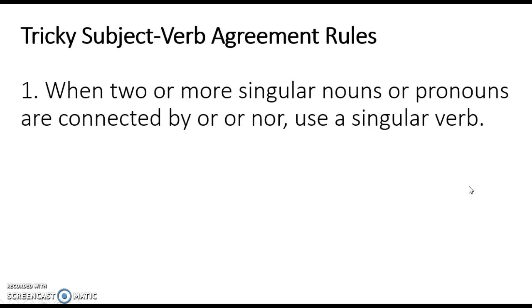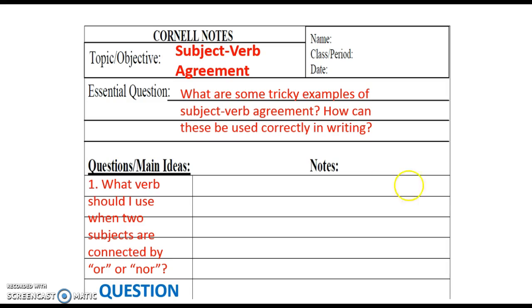All right, so our first question, I'm sorry, I'm going to skip ahead a little bit, is what verb should you use when two subjects are connected by or or nor? And that's tricky because, again, it looks like we have two subjects, but you're going to see we're going to do something with the verb here in just a second.